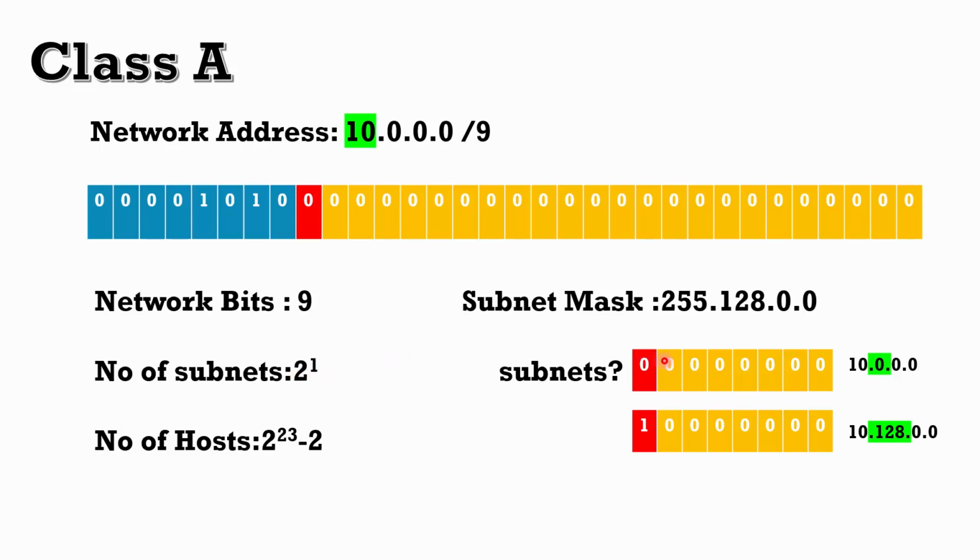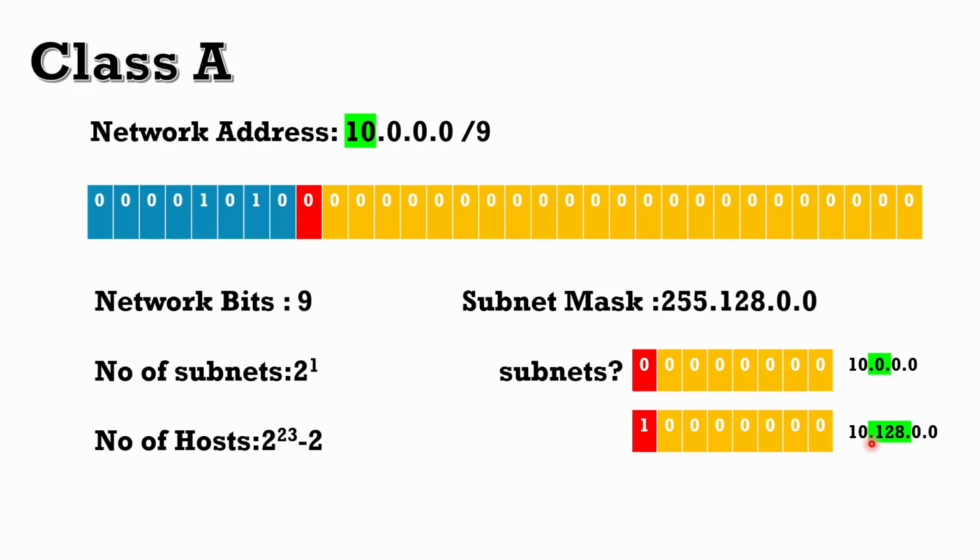So if we want to identify what those subnets are, this is how we do it. The network address remains the same all the time. So here I have 10 point and again for the second case also I have 10 point.